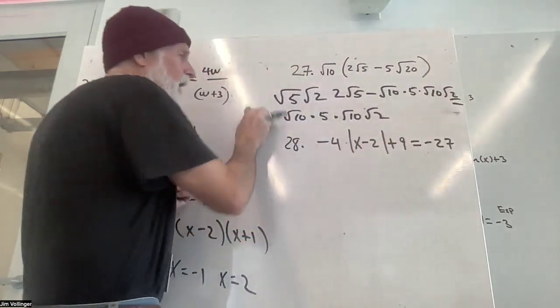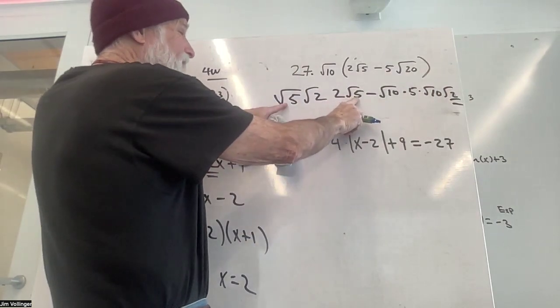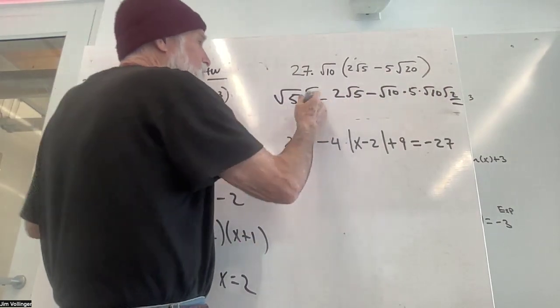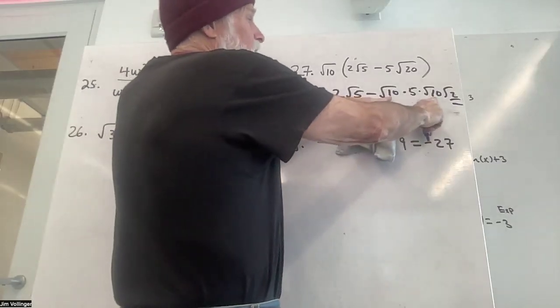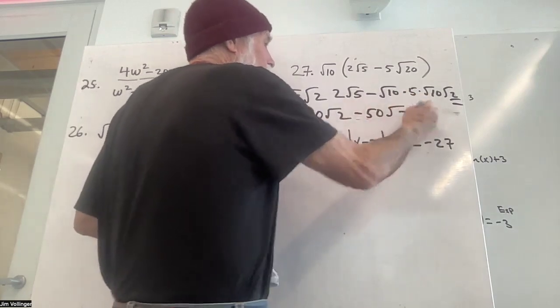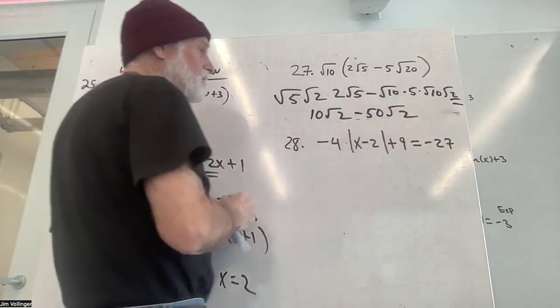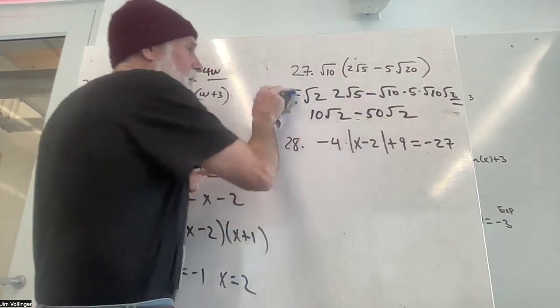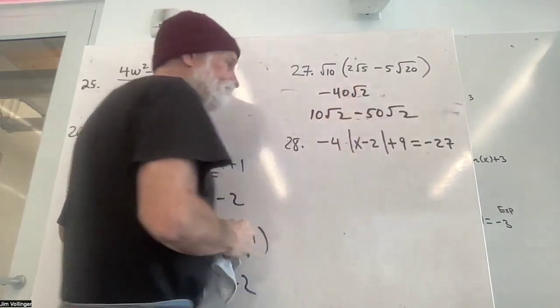All right, so what do we have here now? Well, I can see the root 5 times root 5 is 5 times 2 is 10 root 2. And over here, I can see root 10 times root 10 is 10 times 5 is minus 50 root 2. Oh, did I really end up with root 2's? Because it sure looks like I got minus 40 now. That sure looks like it's minus 40 root 2.